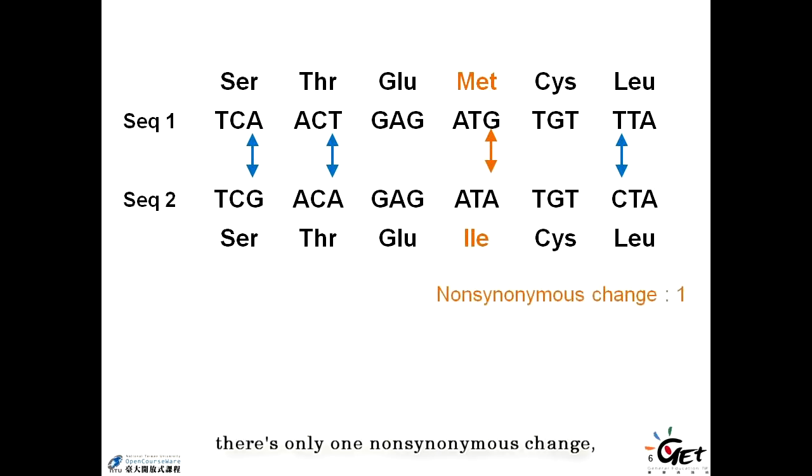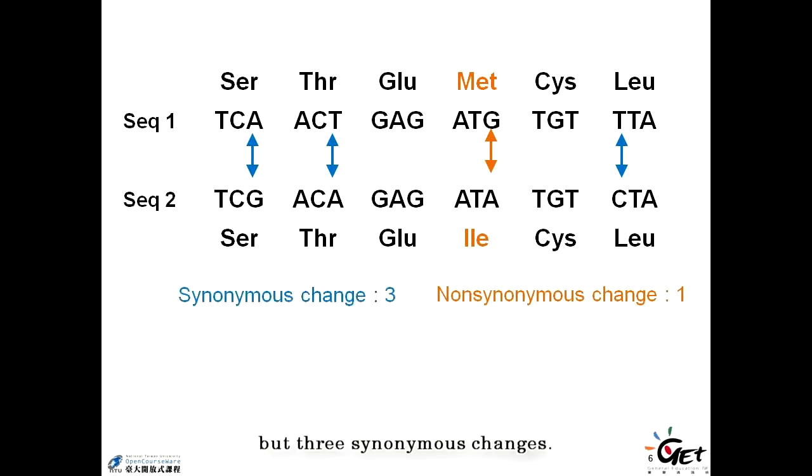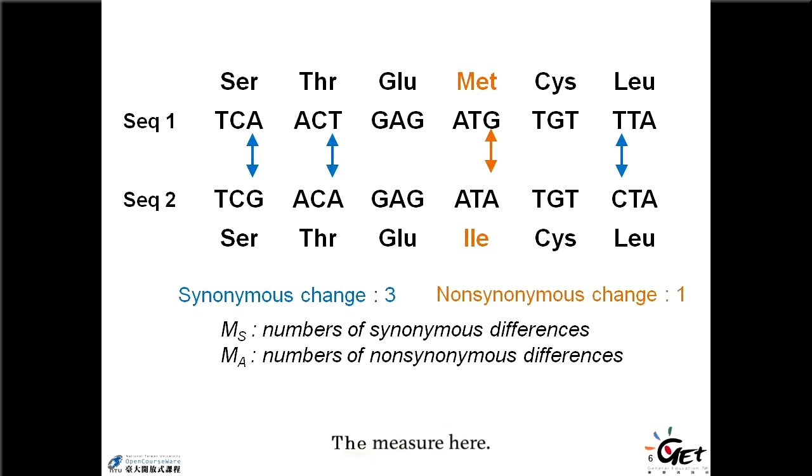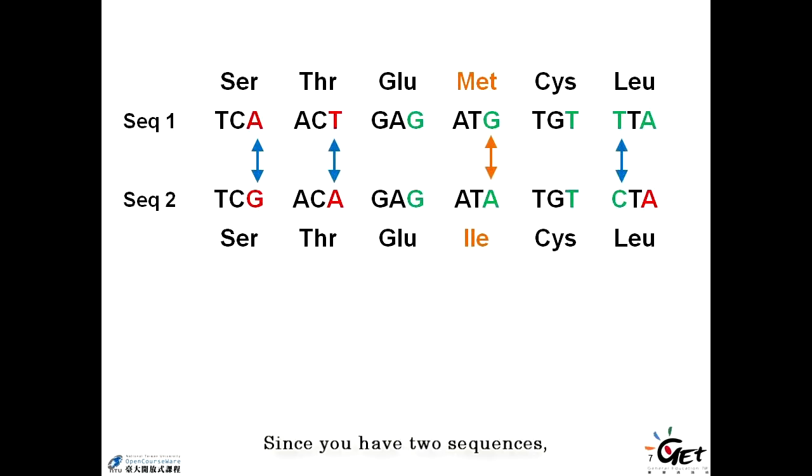Then you can count: there's only one non-synonymous change, but 3 synonymous changes. So that's really just counting. And you can recognize whether it's synonymous or non-synonymous with the amino acid code there. So then we'll just use M as the number of differences, synonymous and non-synonymous, as the measure here. Since you have two sequences, you have to calculate the other one, sequence 2.